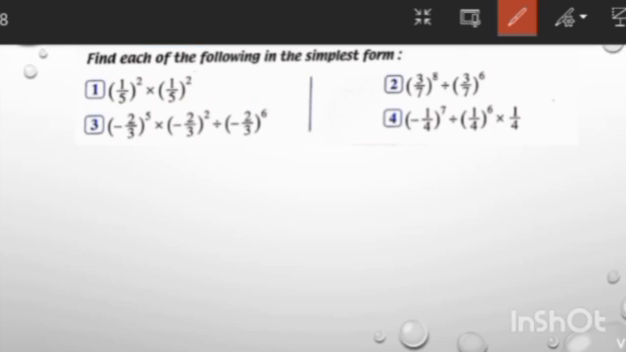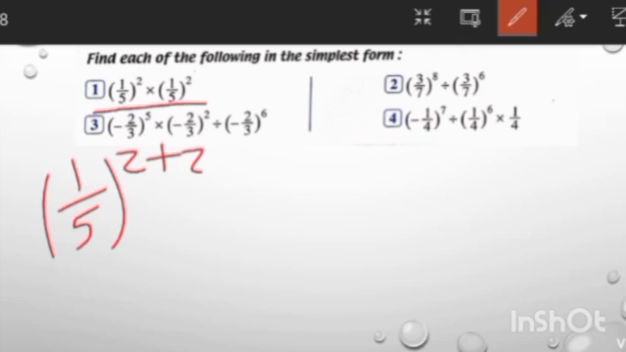Next, find each of the following in the simplest form. At first, (1/5)^2 times (1/5)^2. Same number, same fraction, 1/5, then the powers 2 and 2, so 2 plus 2. When we multiply, we add powers. It equals (1/5)^4.